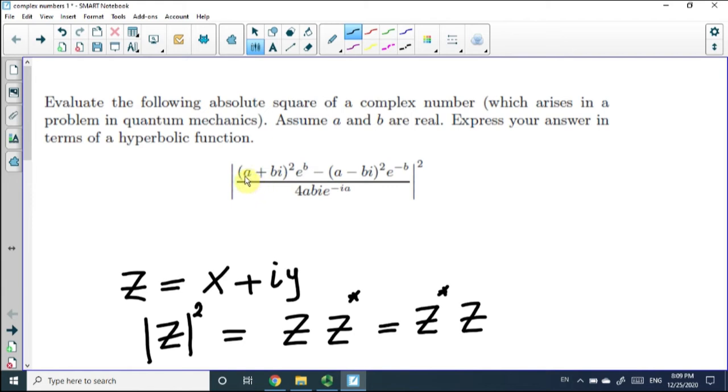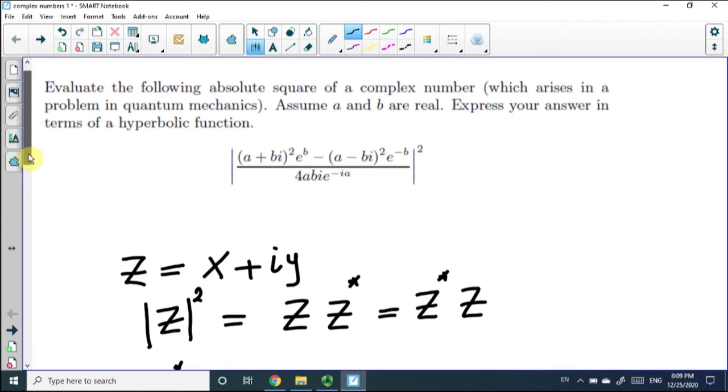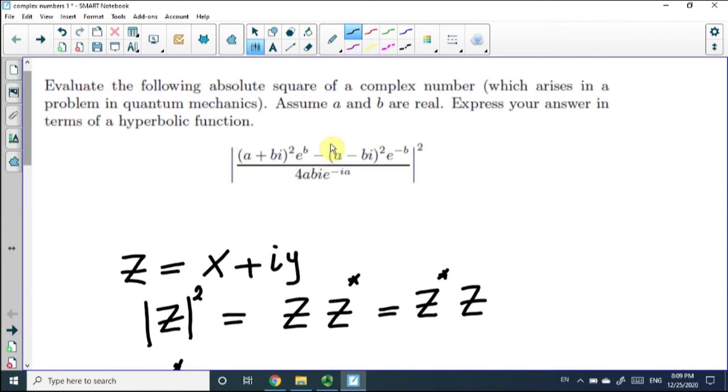When I multiply a plus bi times its complex conjugate a minus bi, I'm going to get a squared plus b squared. Now this is already squared, and then the exponential e to the b will be squared. So that's the result of the first term. This next term, I'm going to find the modulus, or the absolute square, of the second term.